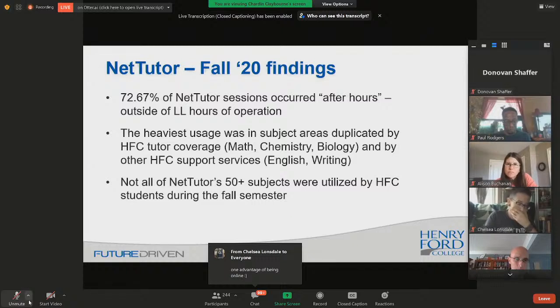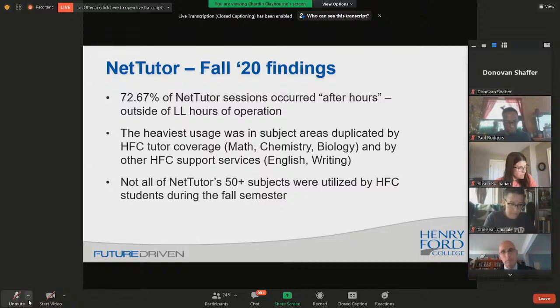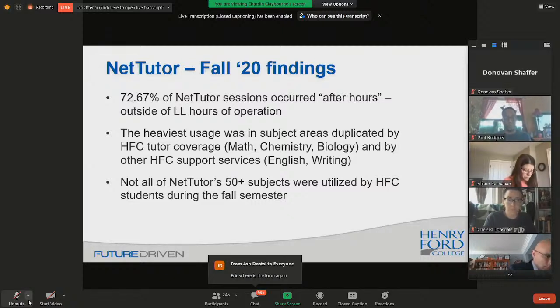We also see that many times students are using NetTutor services for courses that we already have HFC tutors supporting. So it would be interesting to know more about what that means. We do know that these are some of the courses that traditionally students have had some difficulty in and require the most support in. But we also see that not every course is being utilized by NetTutor, and so we need your help to get the word out that this support is available to students, so that they know that there is some help available.